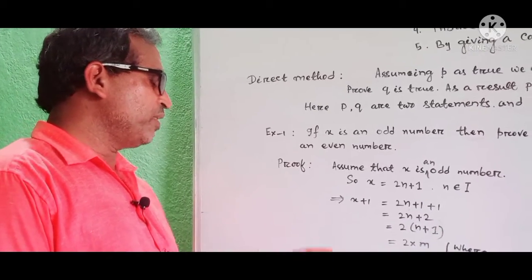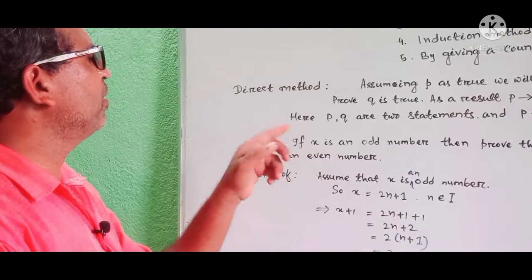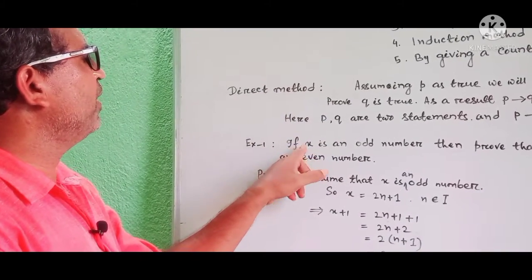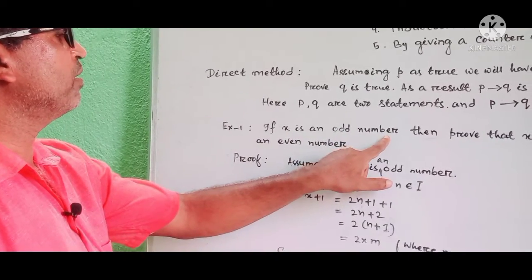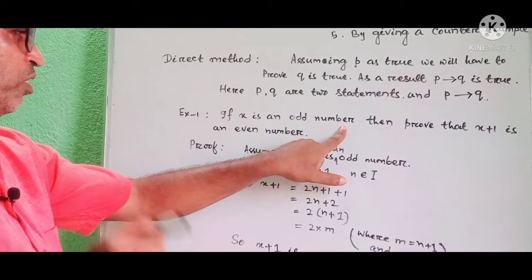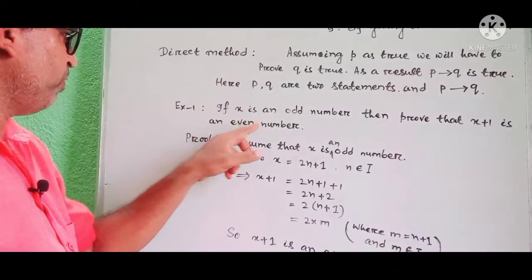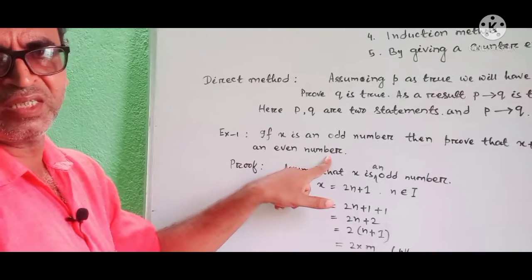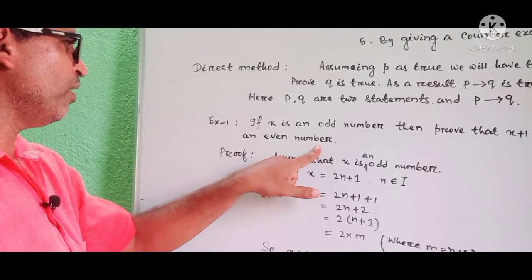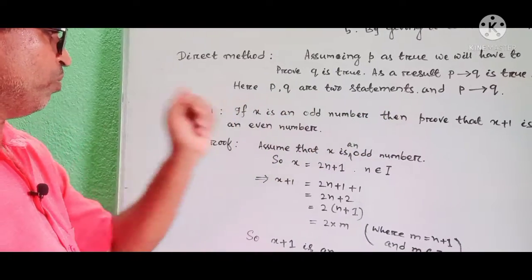I am explaining again. Here are two statements. X is an odd number: this is the P statement. And x plus 1 is an even number: this is the other statement, Q. So here what is given is P conditional Q.